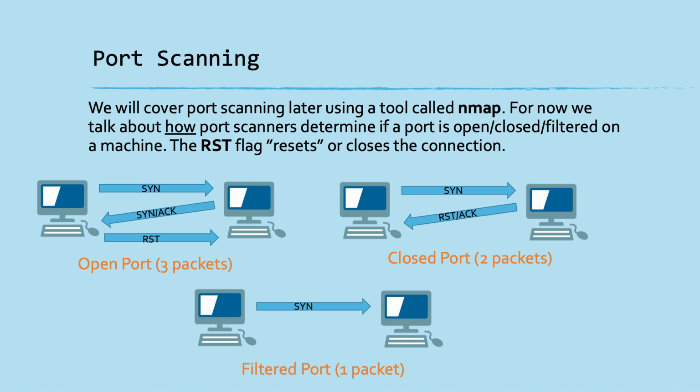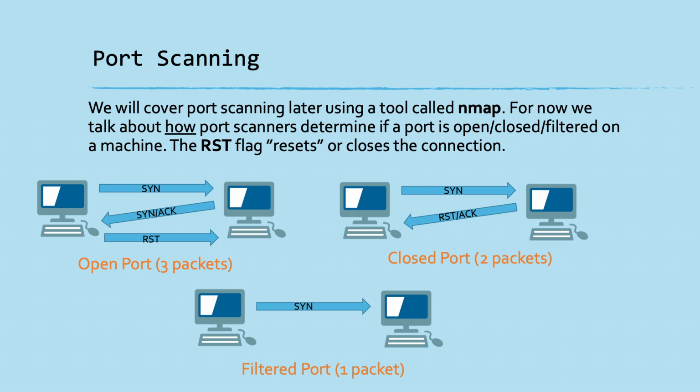So when we do a port scan on a computer, we want to see if a port is open or closed on the machine. The reason is, when we're doing pen testing, we can only interact with open ports. If a port is closed, we can't interact with it. If a port is filtered, we need to do a little bit more reconnaissance to see what's going on.